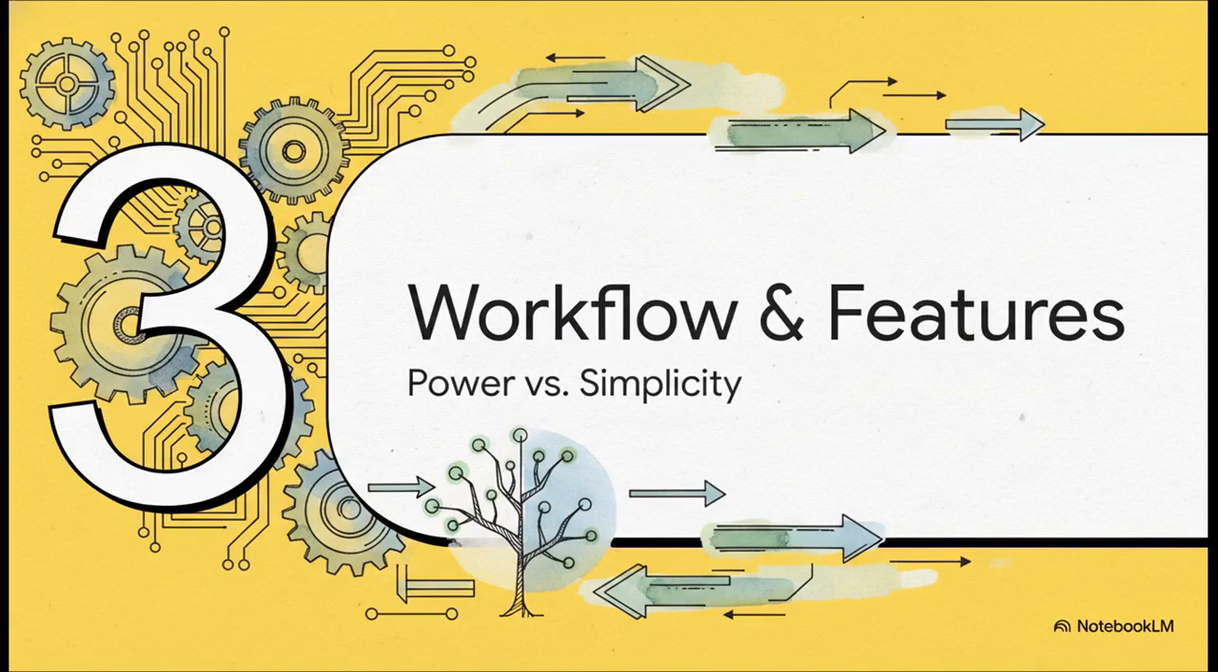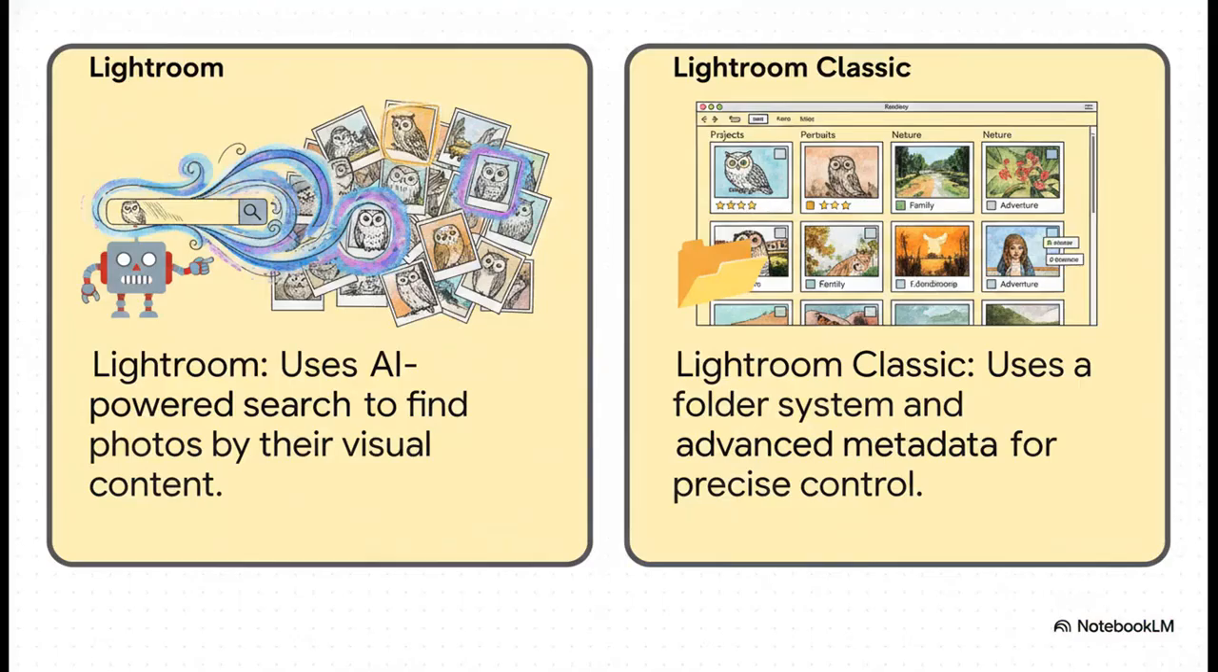Okay, so let's move past storage. What are they actually like to use day in and day out? This is where we really see that core idea of power versus simplicity play out in the actual features. When it comes to organizing your photos, we're looking at two completely different philosophies. Lightroom uses some pretty cool AI to find your photos. You can just type mountains into the search bar, and boom, it finds your mountain pictures. Classic, on the other hand, gives you this pro-level system with folders, keywords, and amazing tools like smart collections that automatically group photos based on rules that you get to create.